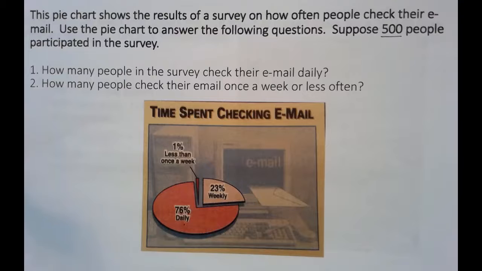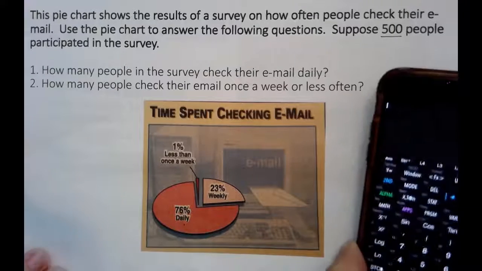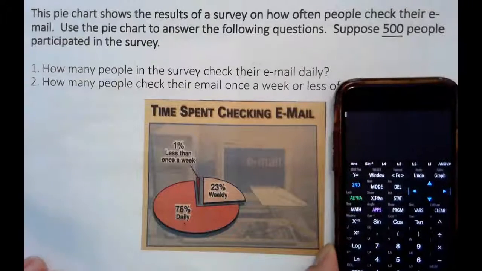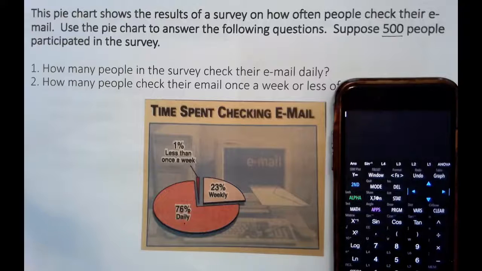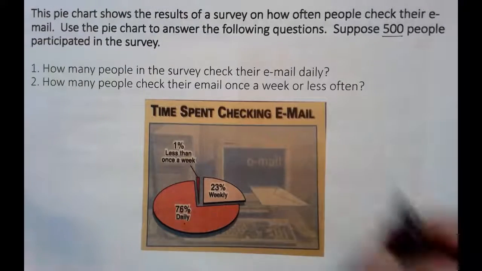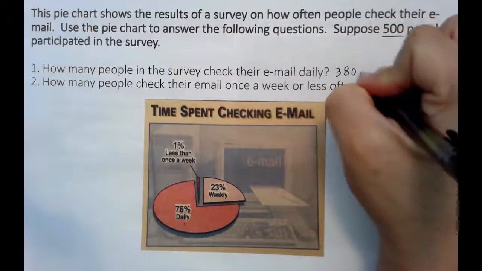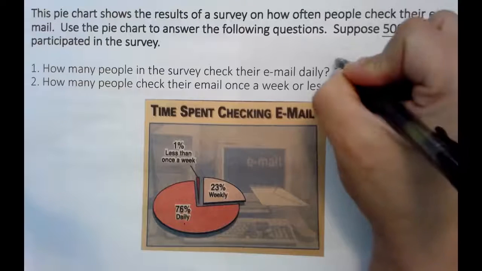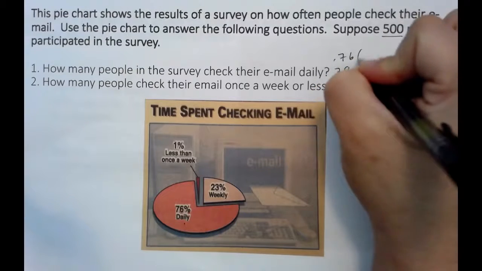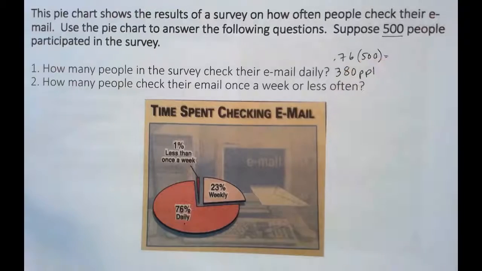So if we want to know the actual number of people, we need to find the percentage times the total, right? We're saying we need to find 76% out of 500. So what is that? We would take 0.76 times 500, and that would give us 380. So 380 people. This is because 0.76 times 500 is 380.